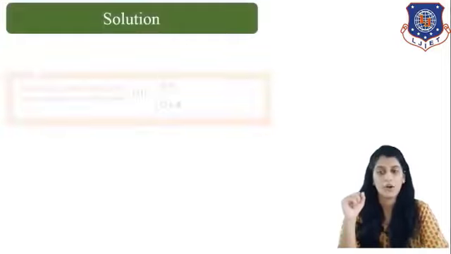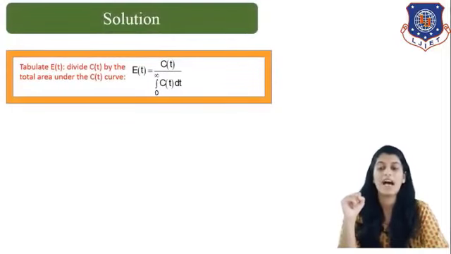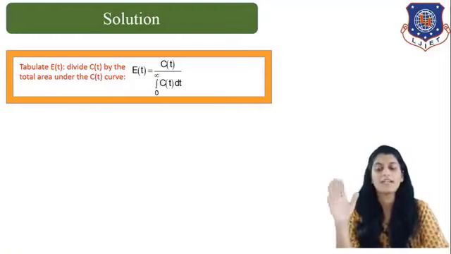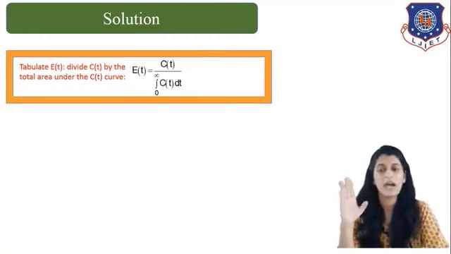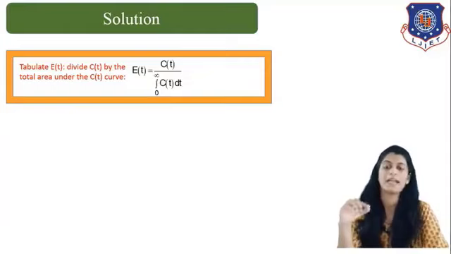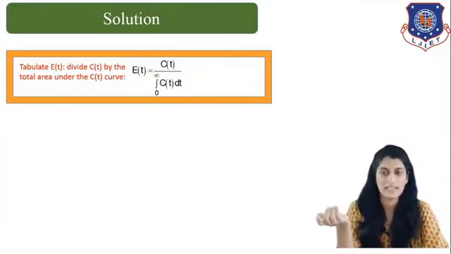Now we will move forward and determine the value of E. So this is the formula which is used to determine the value of E, right, at any given time interval. So for determining the value of E at time, suppose 2 minutes, I will be putting the concentration at 2 minutes and the area under curve. So we will be getting the answer.